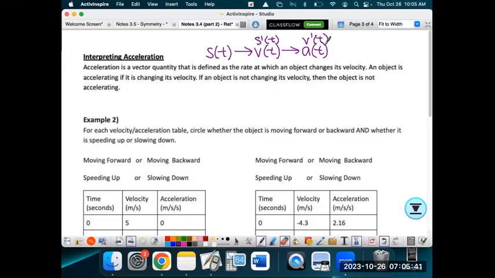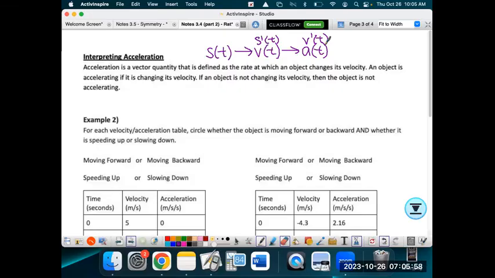An object is accelerating if it's changing its velocity, whether that's positive acceleration or negative acceleration. We just say it's accelerating if it's changing its velocity. If an object is not changing its velocity, then the object is not accelerating.